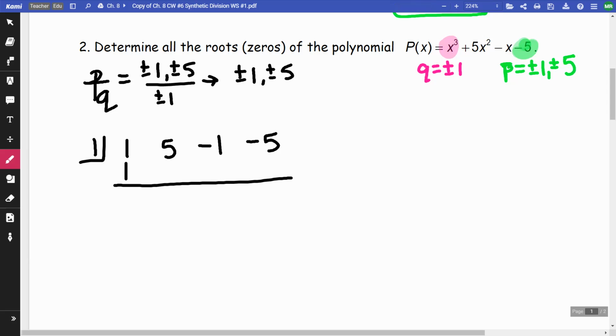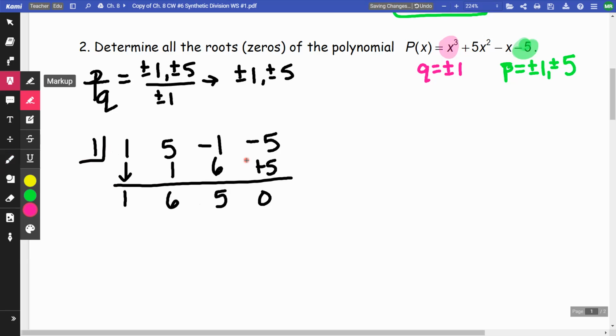I'm going to bring down my lead coefficient here, my 1. 1 times 1 is 1. Add, I get a 6. 6 times 1 is 6. I add, I get a 5. 5 times 1 is 5. I add, I get a 0. So I got this one on my first try here.